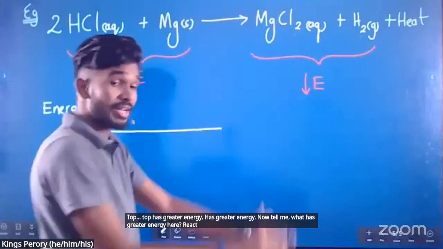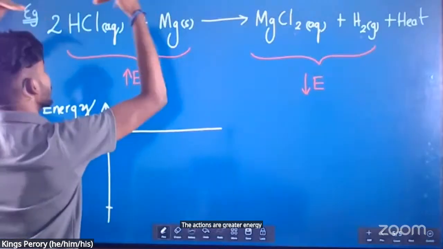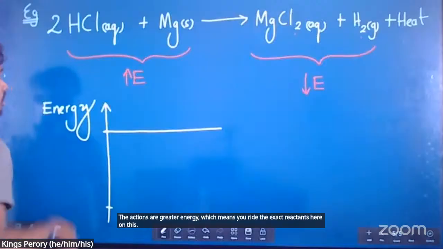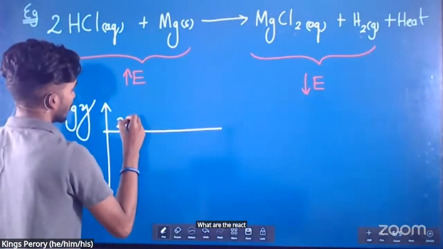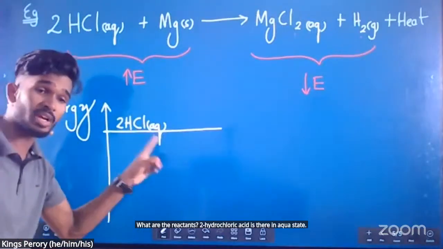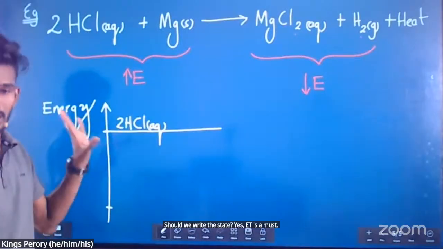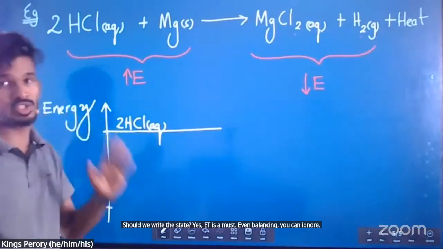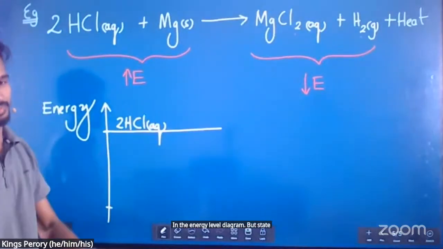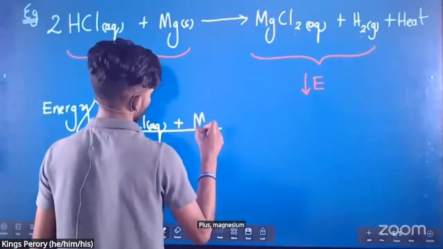Now tell me what has greater energy here, reactants or products? Reactants have greater energy, which means you write the reactants here on top. What are the reactants? 2 hydrochloric acid in aqueous state. So should we write the state? Yes, it is a must. Even balancing you can ignore in the energy level diagram, but state is a must. Plus magnesium solid.